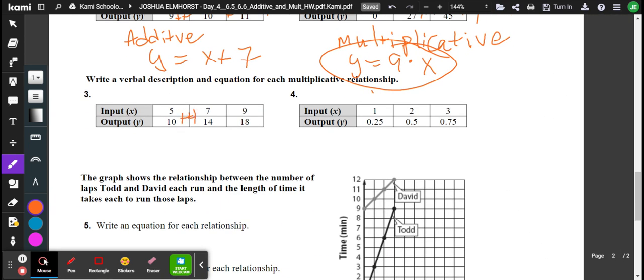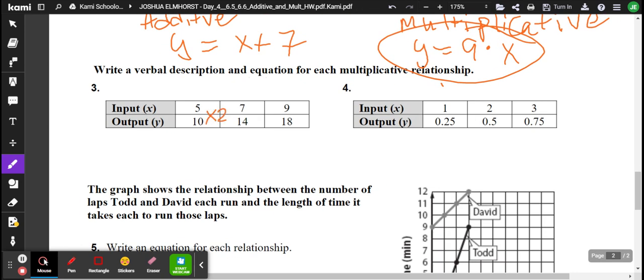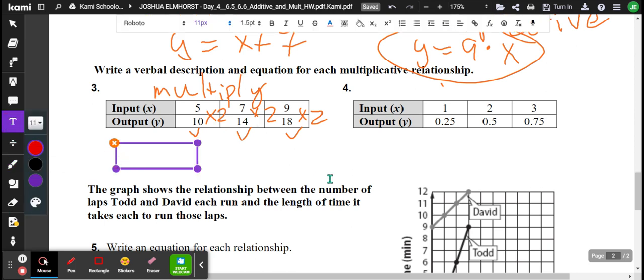This is plus 5. 5 plus 5 is 10. And 7 plus 5 is 12. So this is not additive. 5 times 2 is 10. 7 times 2 is 14. 9 times 2. So this one checks out as a multiplicative relationship. So it's multiplying. Every x input is multiplied by 2.